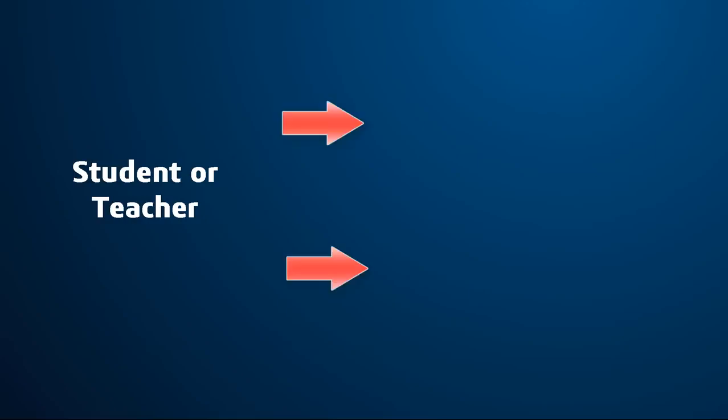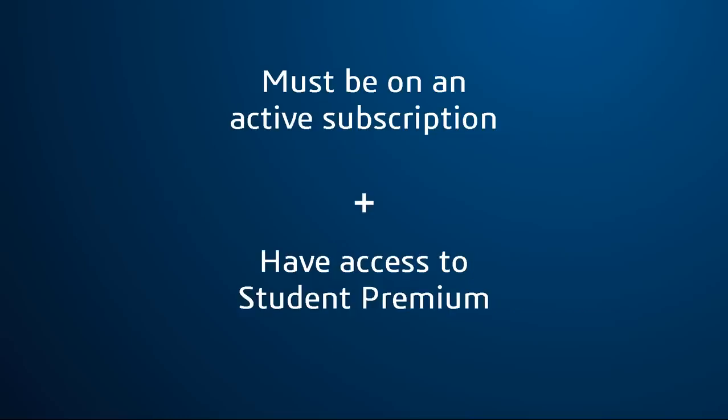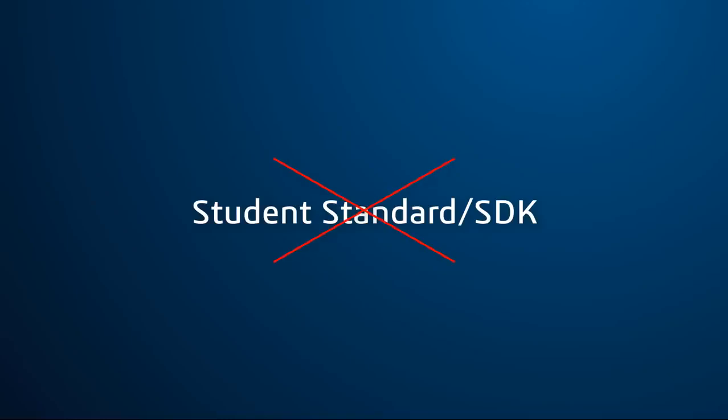You can get access to MySOLIDWORKS as a student or teacher by using the Student Premium or the Student Edition serial number. Your school must be on active subscription and have access to Student Premium. Student Standard does not get access.